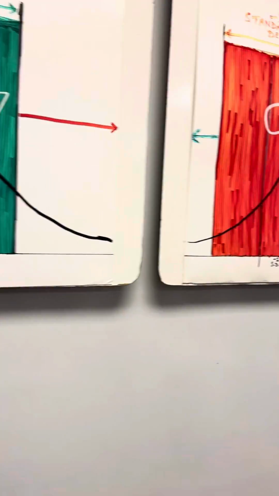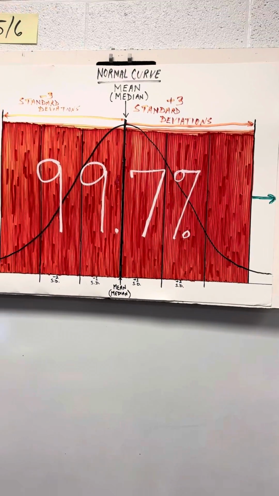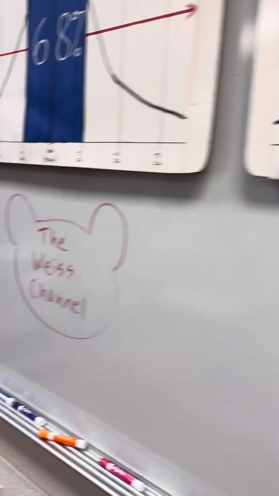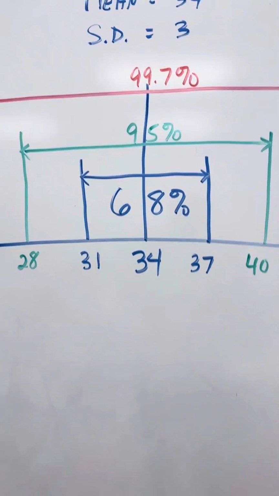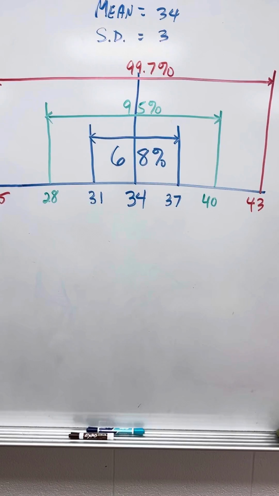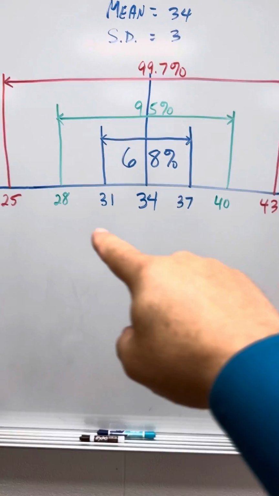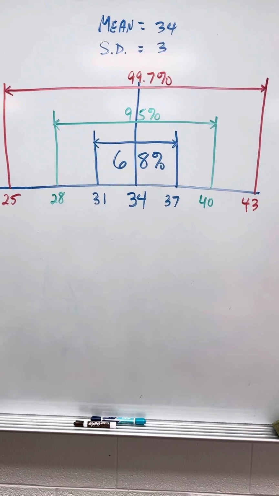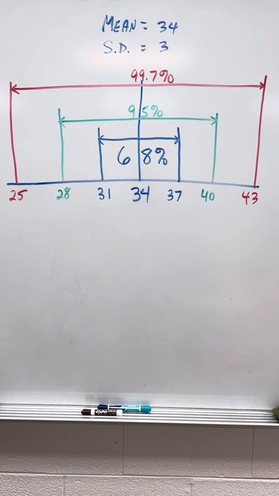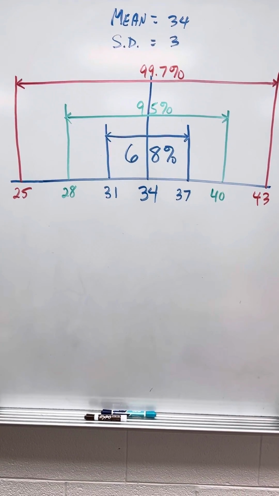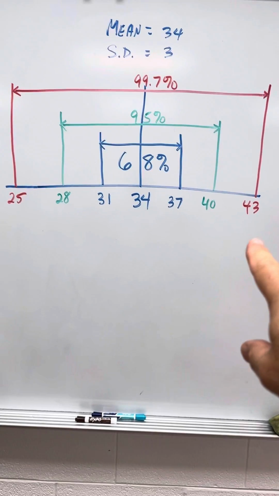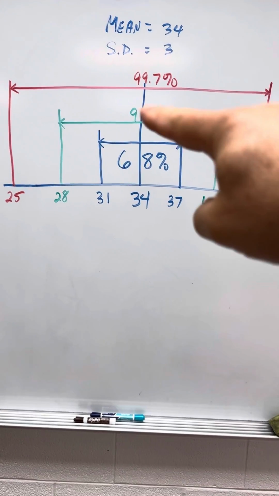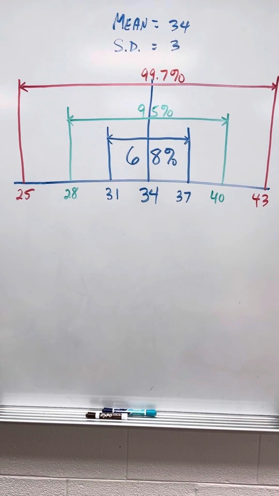So 3 standard deviations would be 99.7% of the data. So once again, 3 standard deviations would take me to 43 and 25, right? So if I said what data numbers were 99.7% of the data, you'd tell me from 25 to 43. If I said what percent of the data is from 25 to 43, you would tell me 99.7%.